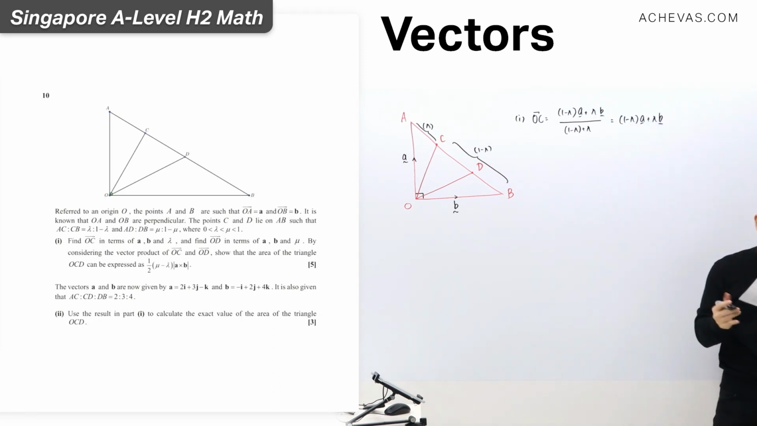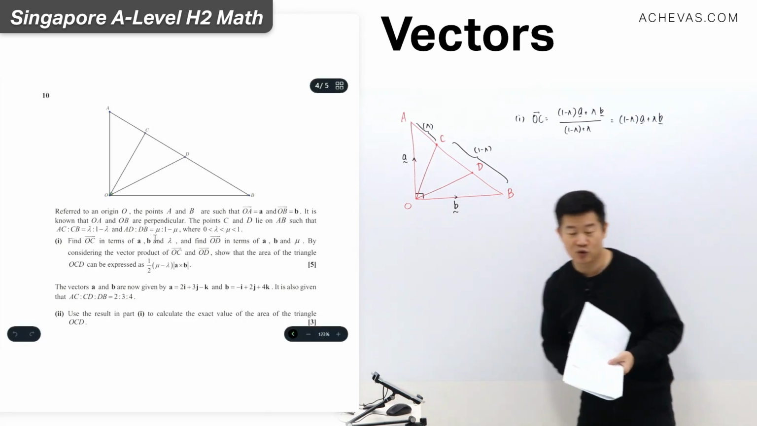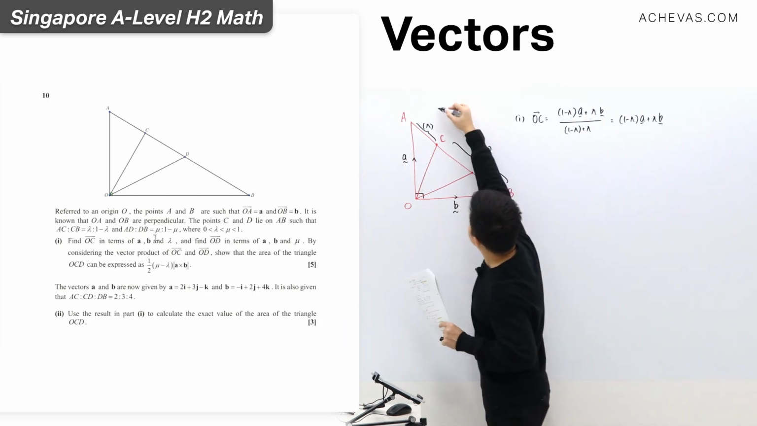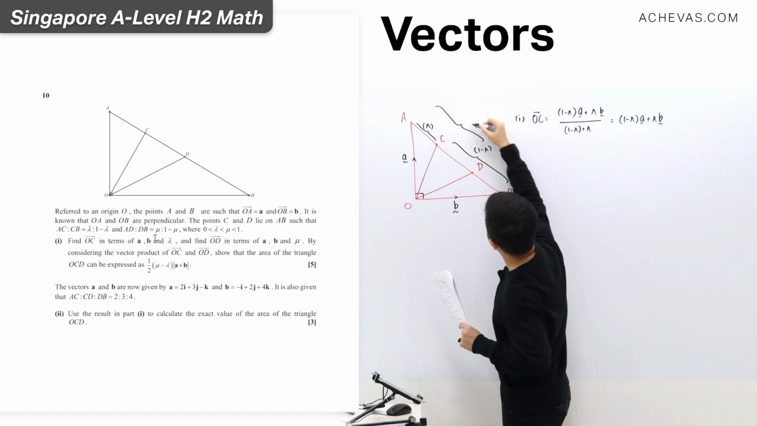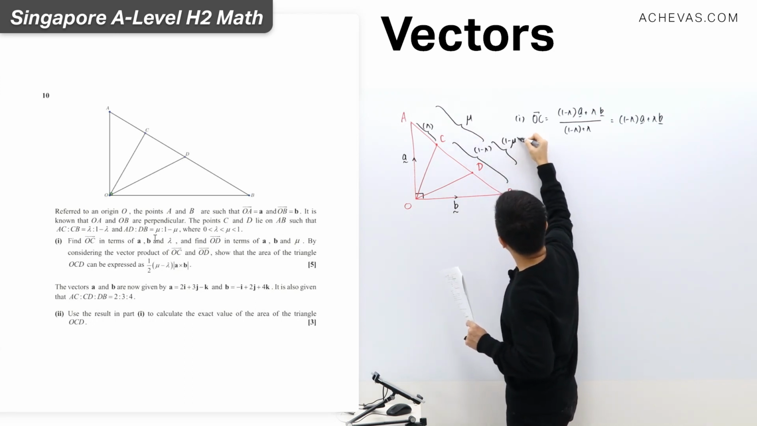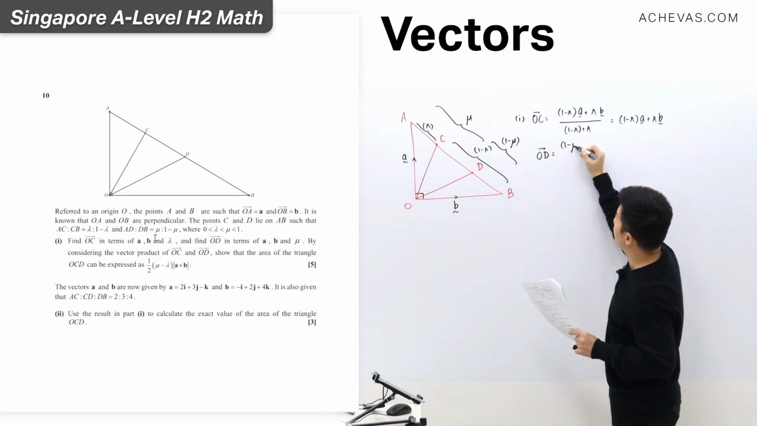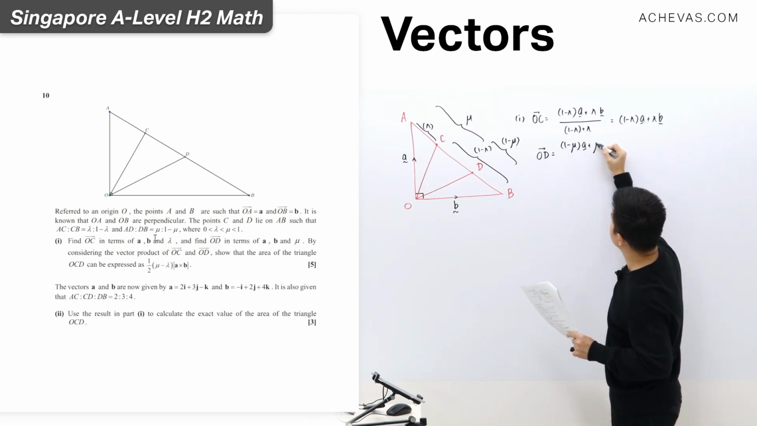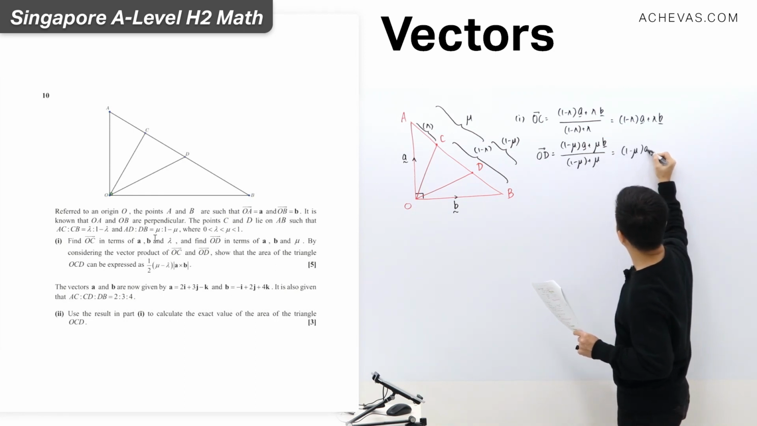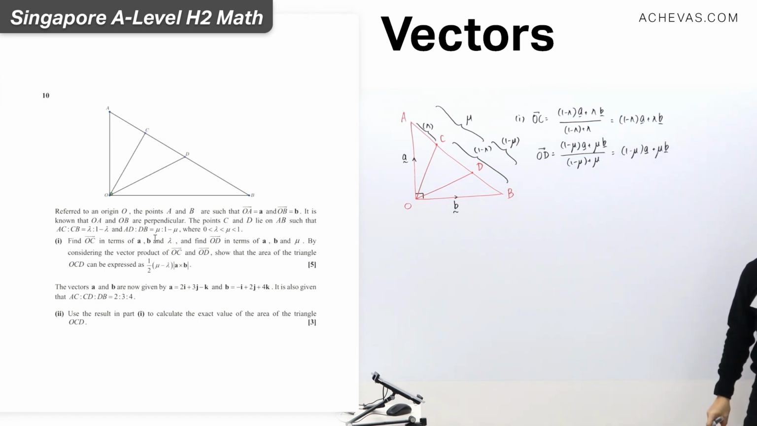Then the question also gave me this other piece of information. The question says that AD is to DB is mu is to 1 minus mu. So AD here is mu, and DB here is 1 minus mu, and we are supposed to find OD. Again, it is an easy question. We have (1 minus mu) of A plus mu of B divided by (1 minus mu plus mu). This will be (1 minus mu)A plus mu B. Okay, super simple.